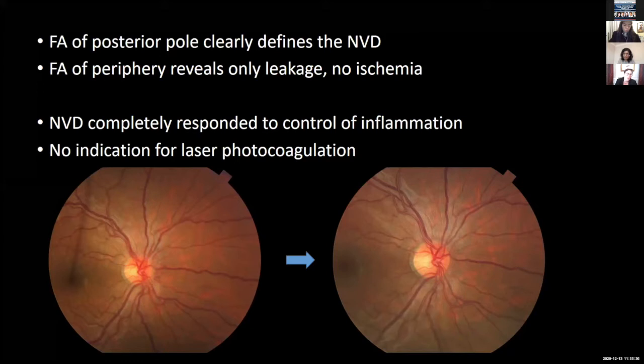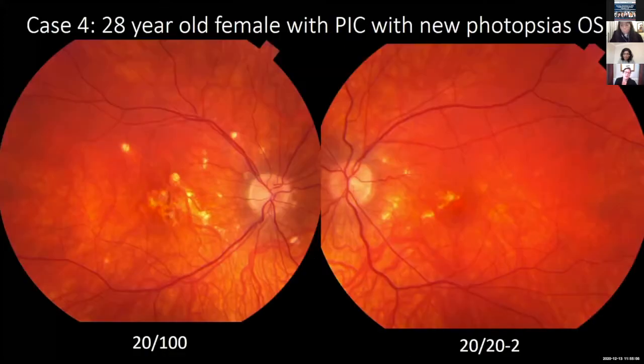And I can't tell you how many patients I've had who've come in with extensive PRP for inflammatory NVD. So not all NVD needs PRP. This guy, the NVD goes away completely with steroids and immunomodulatory therapy, and we haven't lasered his retina. I have two more quick cases.